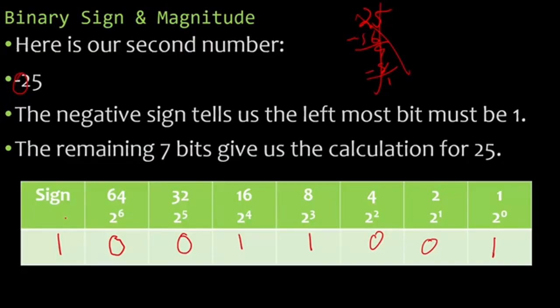The only difference is the sign. In the previous problem, we had a 0 indicating positive. This time we have a 1. The binary value of these 7 bits is exactly the same.